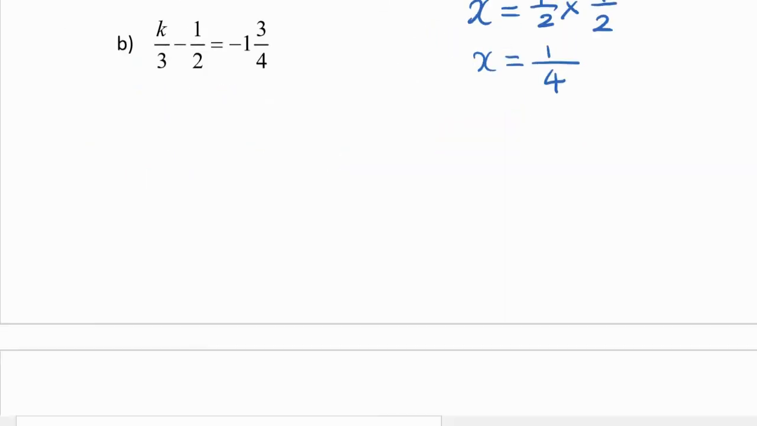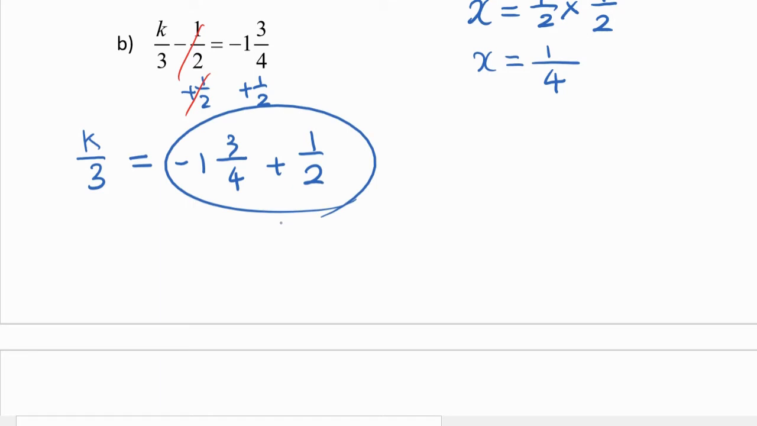Next question. Again, we're going to isolate k. To do that, we're going to isolate the term with k. Okay? To do that, we have to get rid of minus 1 over 2. So let's add 1 over 2. Then I get k over 3 equals, this will be cancelled, minus 1 and 3 over 4 plus 1 over 2.